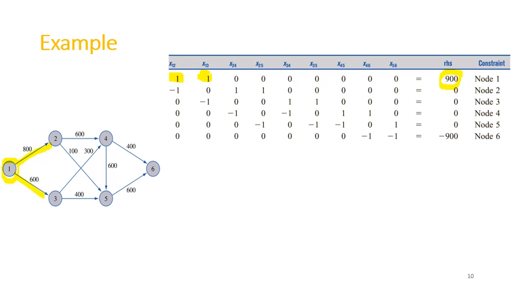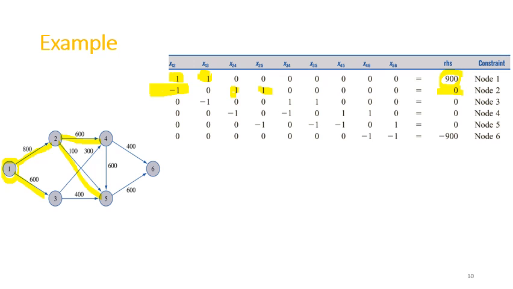Now let's take a look at node 2. The outgoing flow from node 2 is x24 and x25, so the coefficients for x24 and x25 equal 1. And then the inflow to node 2 is from 1 to 2. So the inflow has a negative coefficient, -1 for x12 in this constraint. The net supply for node 2 is 0.